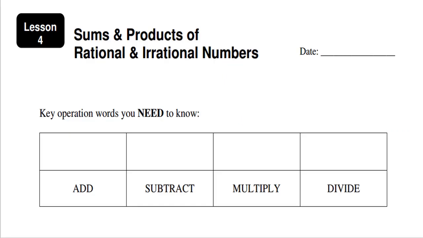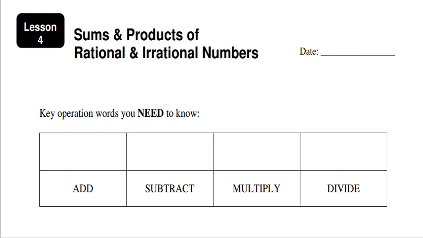Welcome back. Today's lesson is lesson 4, sums and products of rational and irrational numbers. So we're going to now take what we know about rational and irrational numbers, and we're going to try to figure out the relationship and what happens when I sum or when I find the product of rational and irrational numbers. So before we start that, please be sure to write today's date in the line above. Keep your notes organized. And we also need to talk about key operation words that you need to know.